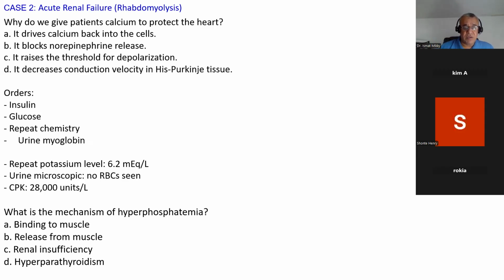So again, this is more of a pathophysiology kind of question, but the answer is to raise the threshold for depolarization. Now, the high calcium and low calcium: that's why we give calcium to patients to protect the heart. When you increase the calcium, you make it harder and more difficult for the heart to depolarize. With low calcium, it becomes easier for the heart to depolarize. So we want to make it harder for the heart to depolarize. That's why we give calcium. So just remember that high calcium means hard depolarization, which is safer for the heart.